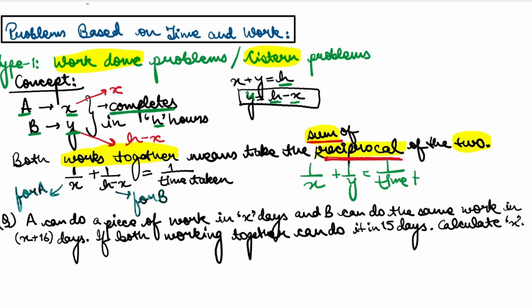In that case, Y can be replaced as H minus X, which is there in this equation. So you can write it as 1 by X plus 1 by H minus X is equal to 1 by time taken. So X is basically the time taken by A, and H minus X is the time taken by B, which is ultimately Y.